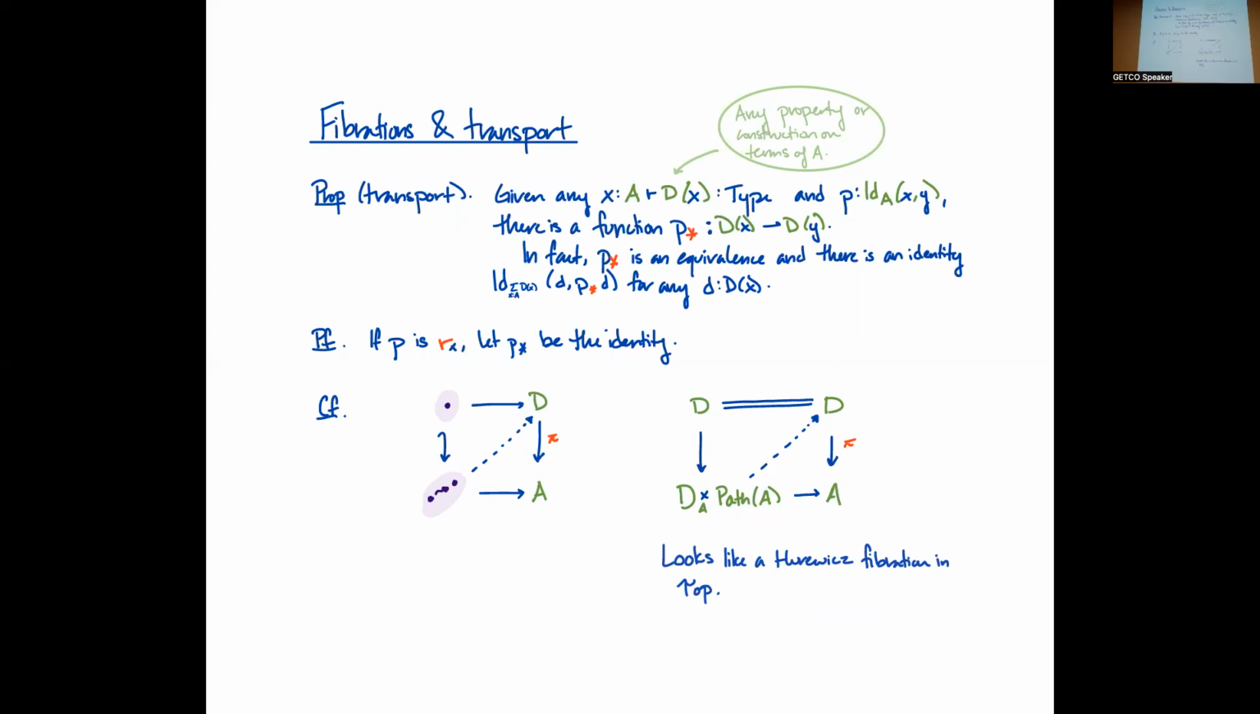Okay, so the important thing in this whole talk is really going to be transport. It's called transport in homotopy type theory. And so I think the statement of transport is maybe this first sentence. Given any dependent type D on any other type A, and any path here from, say, an x to a y, we can elevate this path p to a function between this type D of x and D of y.